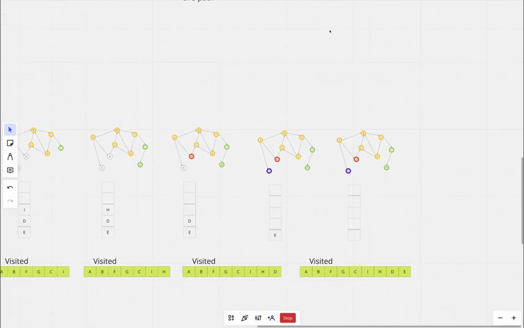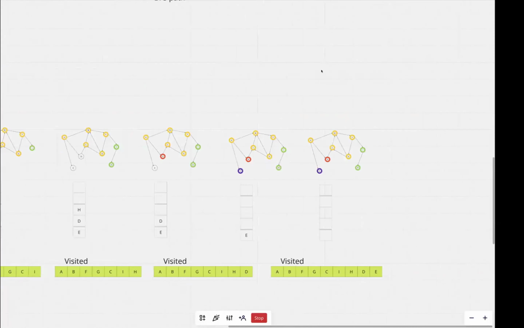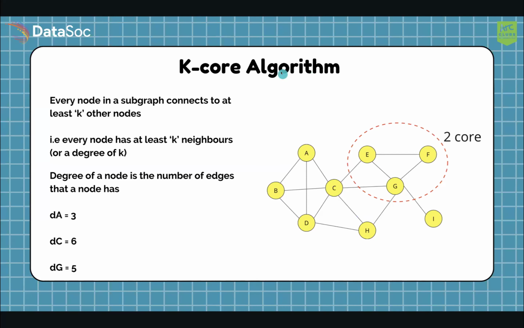So I hope that made sense. Let me stop sharing. Okay, so the final concept is the K-core algorithm, right? The K-core algorithm is pretty simple. It means that every node in a subgraph should connect to at least K other nodes, or it should have at least K neighbors, or have a degree of K, okay?